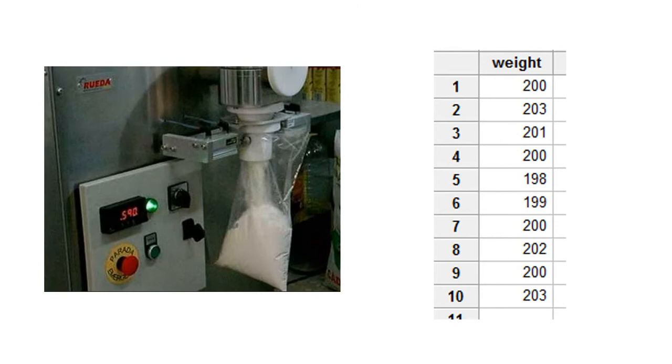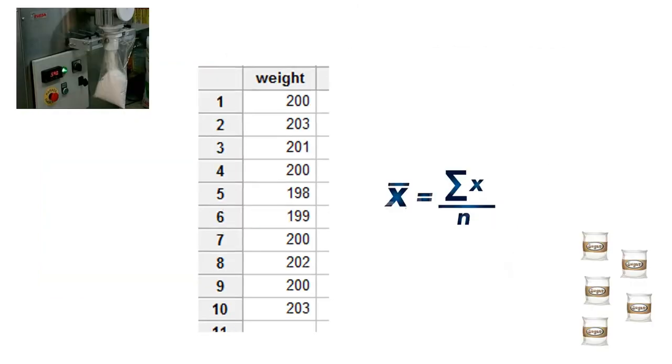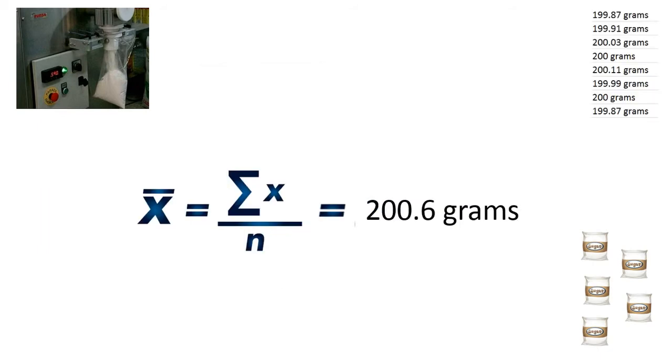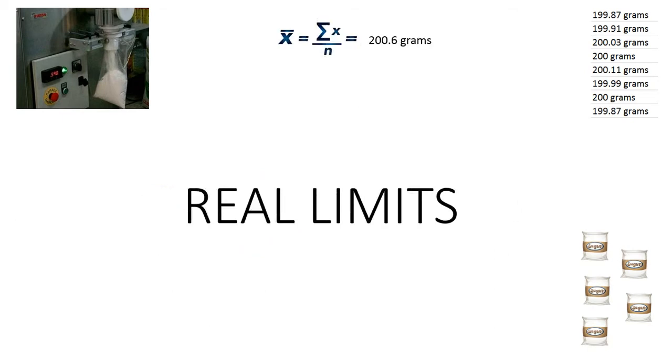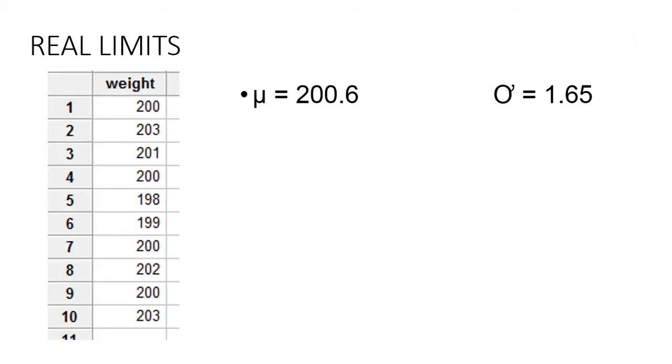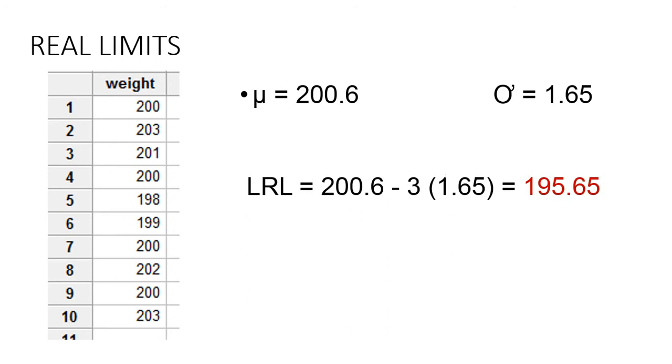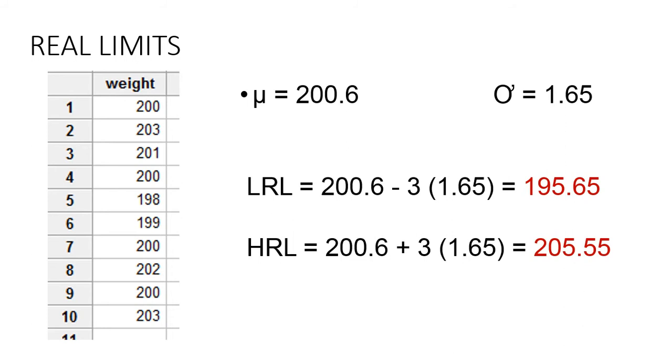First, to know what the real limits are, we have to find the mean. I calculate this and I get 206 grams. And I also calculate the standard deviation, 1.65 grams. The low and the high real limits are calculated by the mean minus or plus 3 times the standard deviation. 3 times because of experience. Experience has demonstrated that it's more useful and economic, and covers almost 100% of all the values.